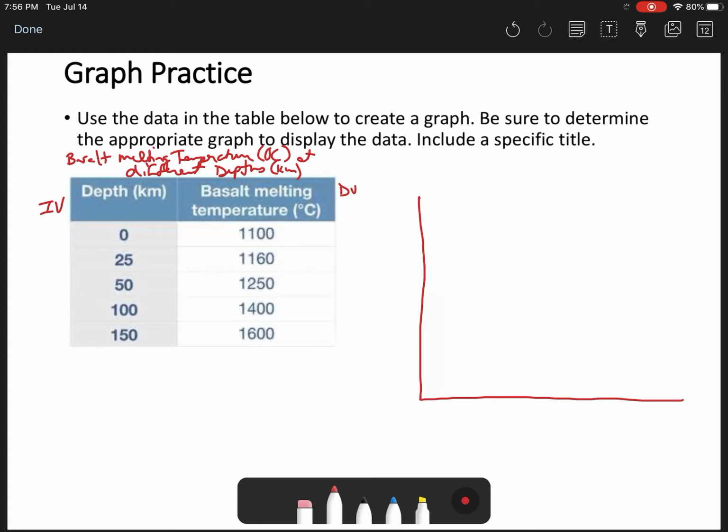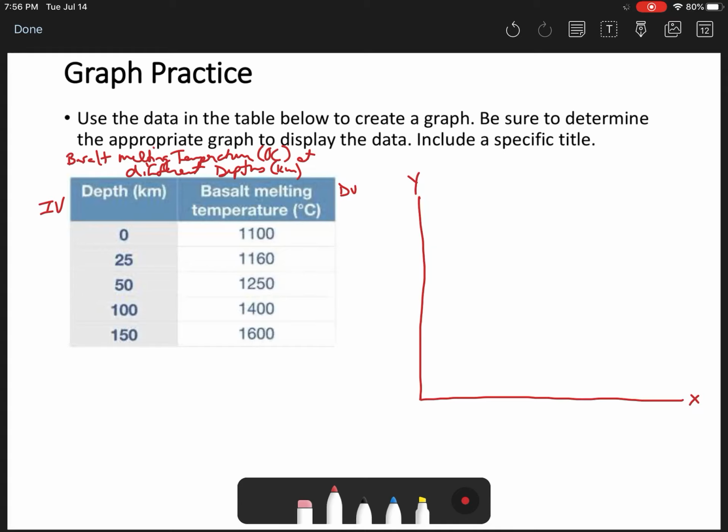graph. Now, what type of graph are we going to do? Because that's one of the first things you have to ask yourself. What type of graph? Is it going to be a line graph, a bar graph, a pie graph, a scatter plot? Well, we're comparing two different sets of data here. So the best thing to do here would be a line graph, because we are comparing two sets of data to see if one influences the other.